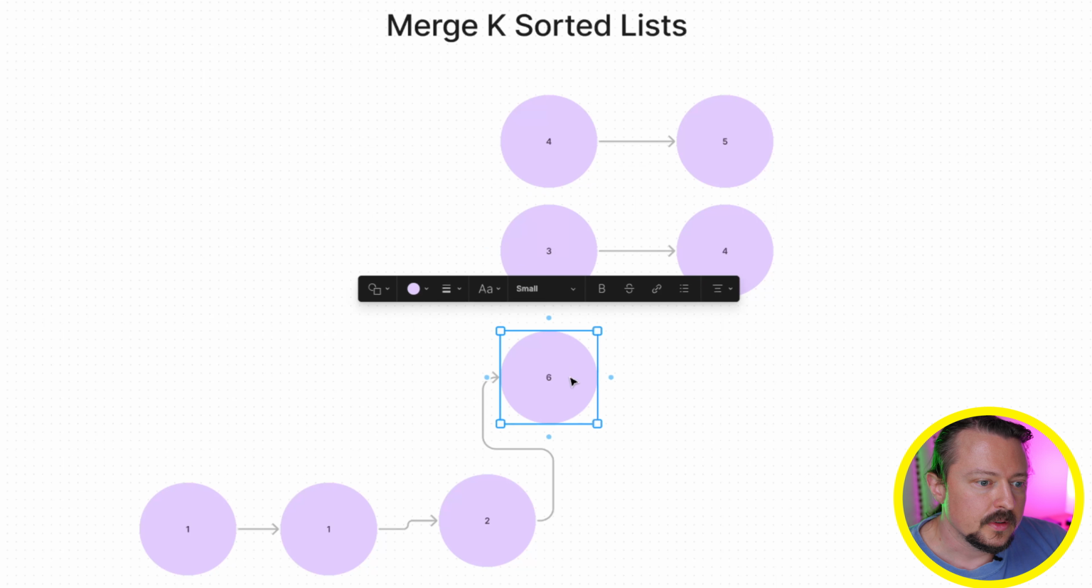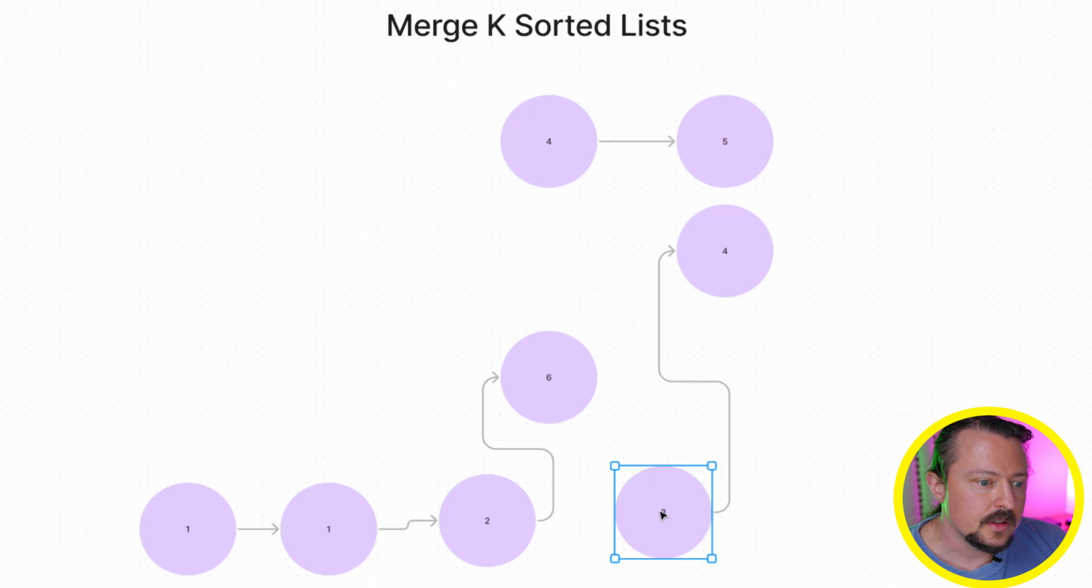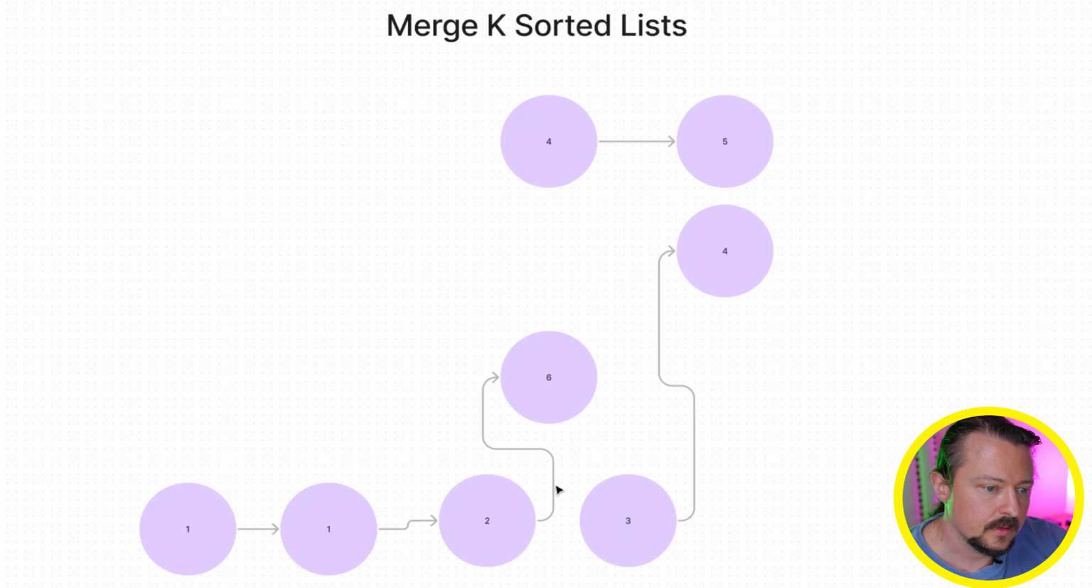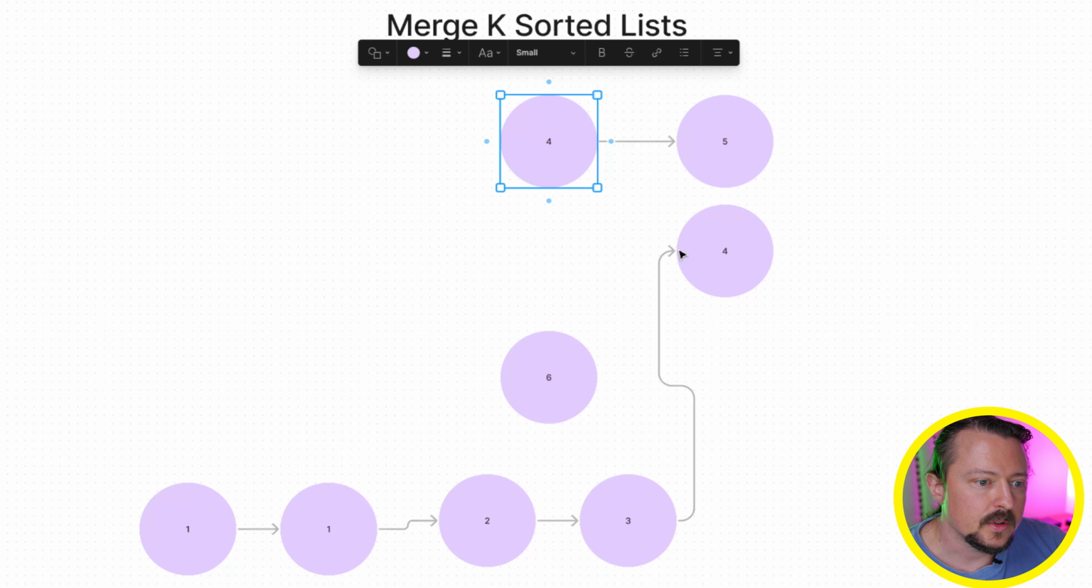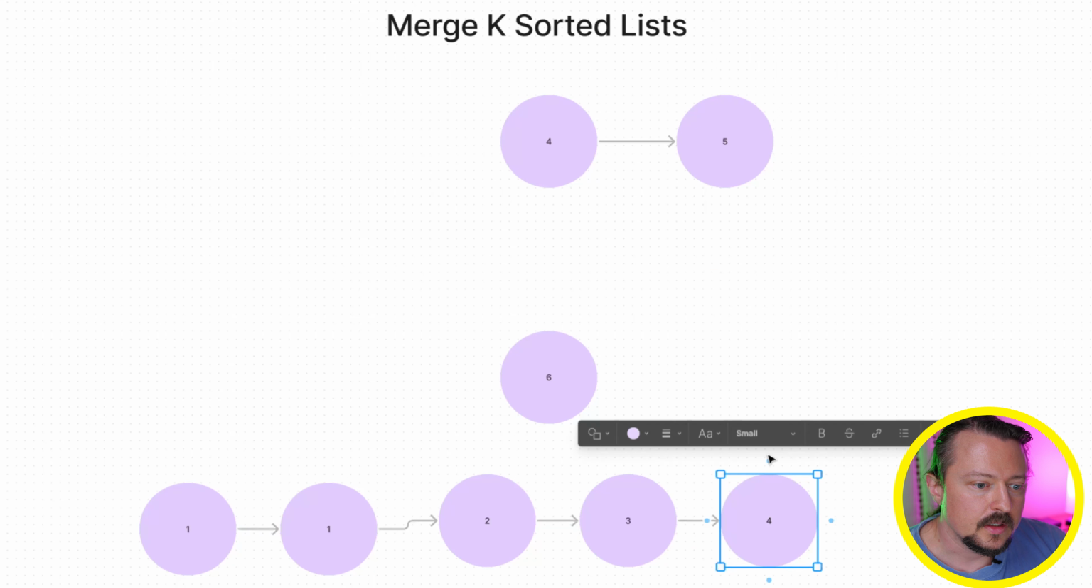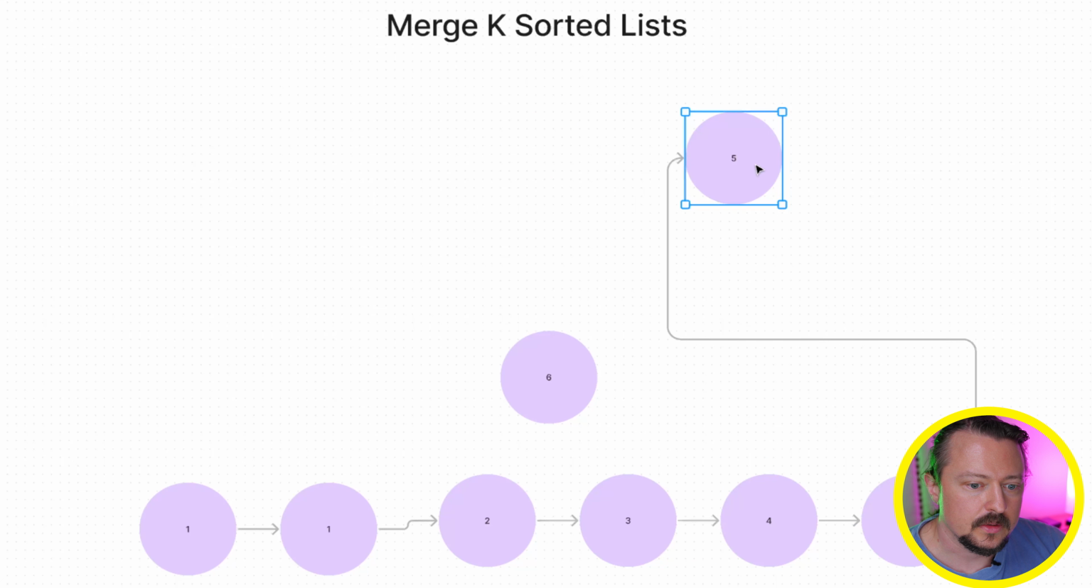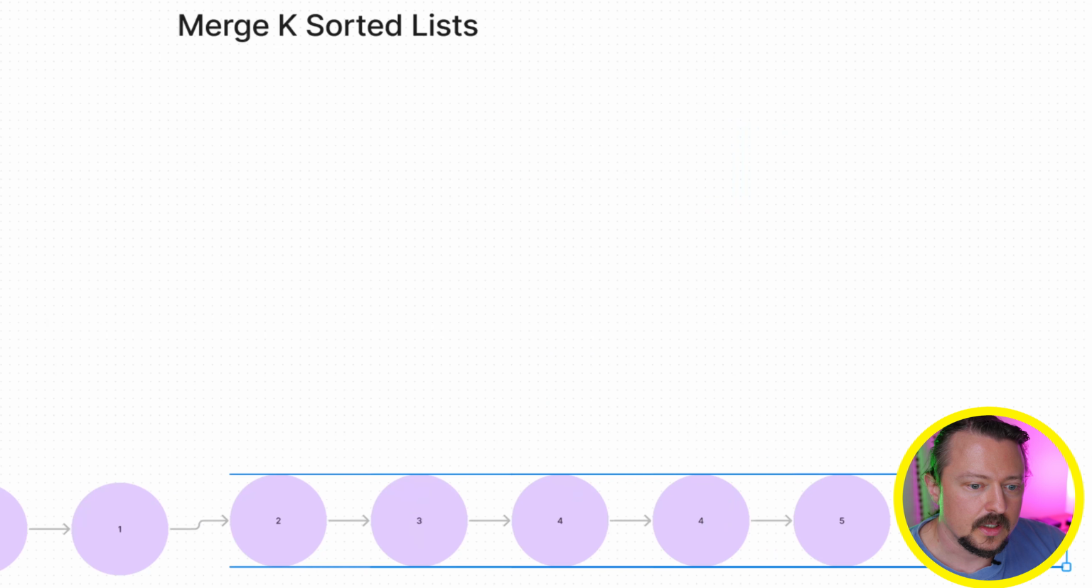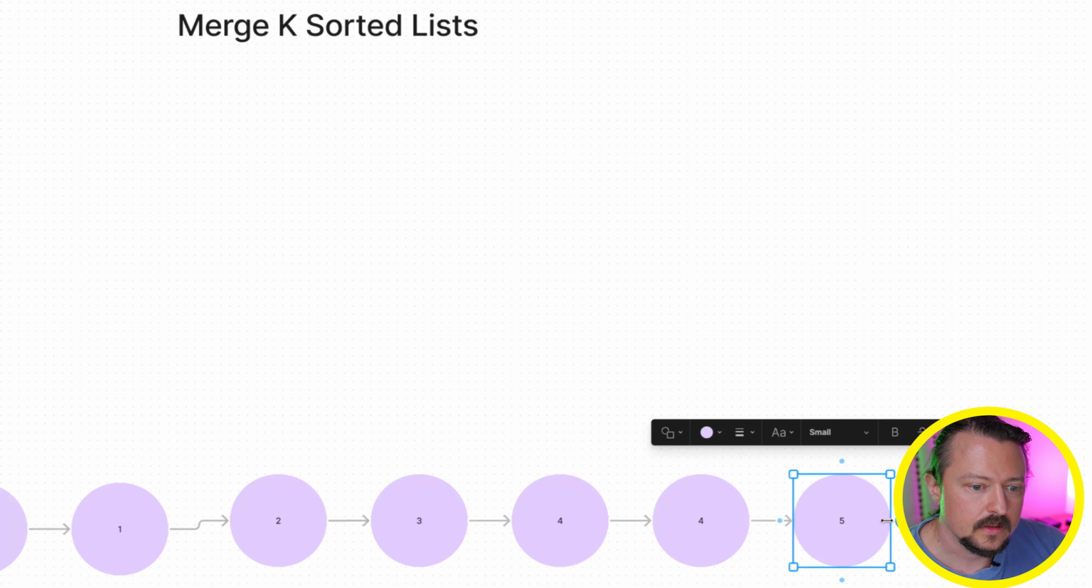Then we have 4, 3, 6. 3 is the smallest. All right, then we have 4, 4, 6. We would take the 4, we have 4, 6, take the 4, we have 5, 6, just take the 5, and then we take the 6. And then we have it merged.